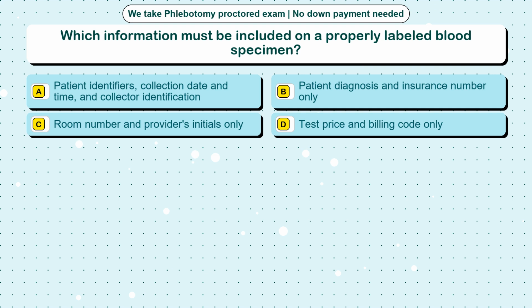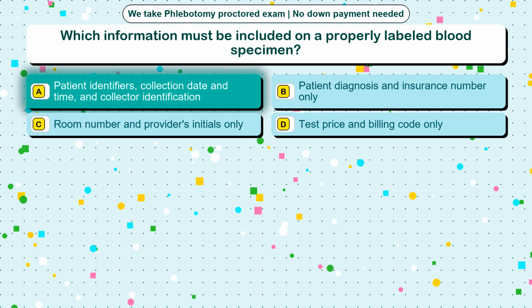Question 31. Which information must be included on a properly labeled blood specimen? Option A, patient identifiers, collection date and time, and collector identification. Option B, patient diagnosis and insurance number only. Option C, room number and provider's initials only. Option D, test price and billing code only. The correct answer is option A, patient identifiers, collection date and time, and collector identification.